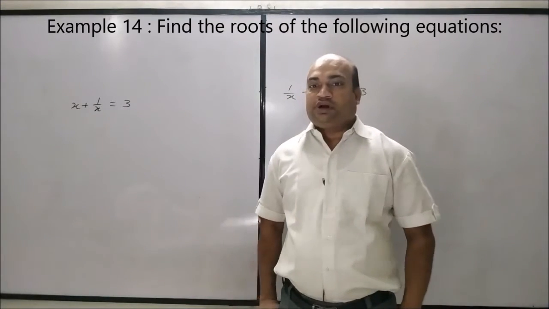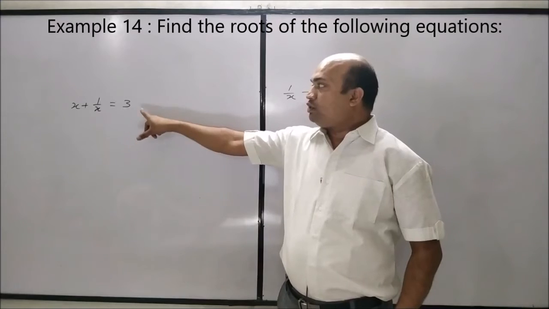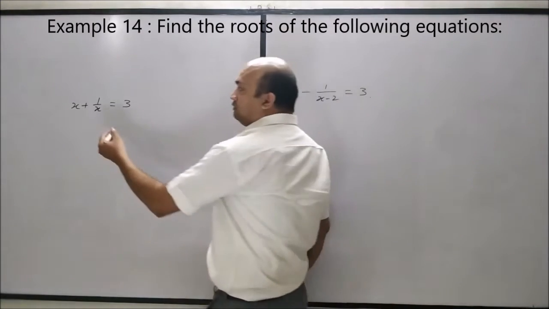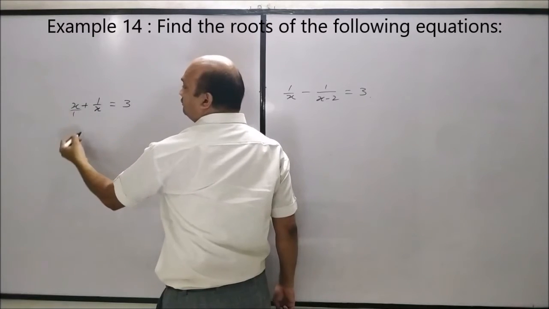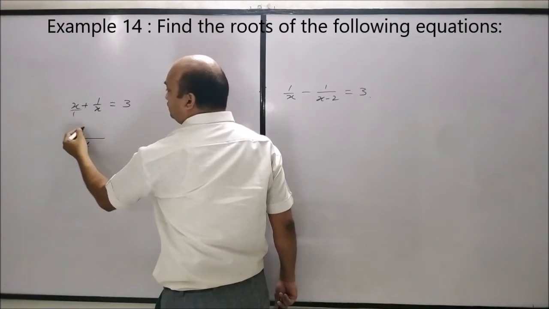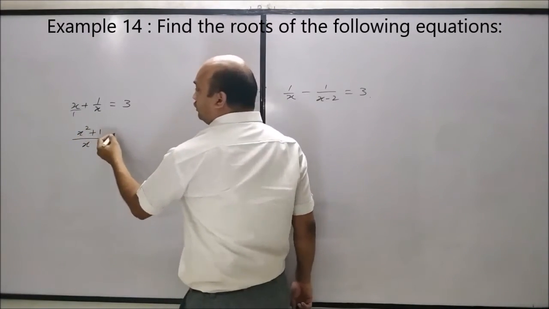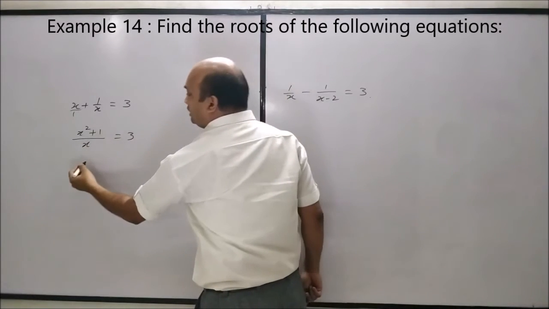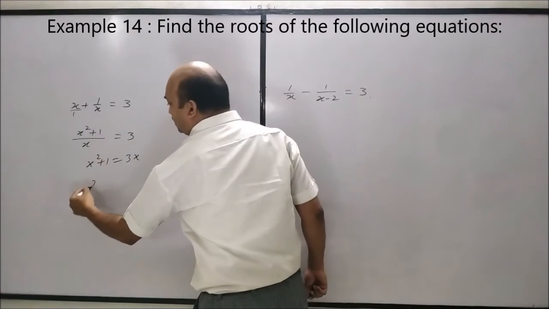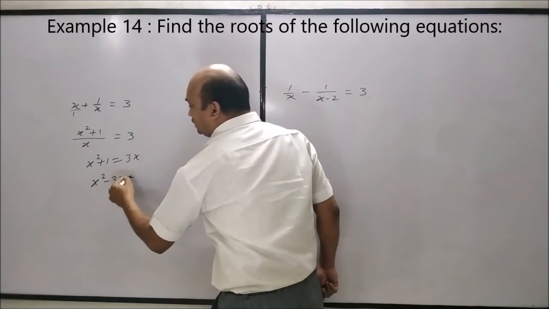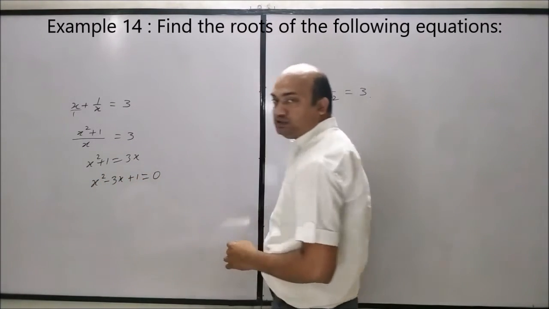Find the roots of the quadratic equation x plus 1 upon x equal to 3. Here we take LCM. Nothing is there in the denominator of this x, we take 1, and for x we take LCM. It will become x square plus 1 is equal to 3. This 3 we multiply here. It is x square plus 1 is equal to 3x. This 3x we shift there. x square minus 3x plus 1 is equal to 0.